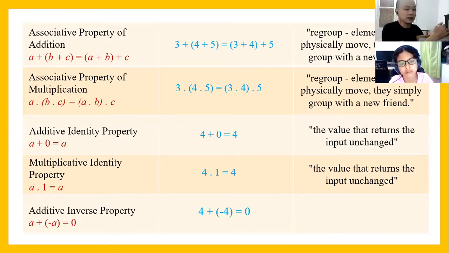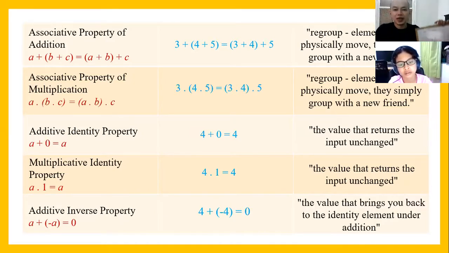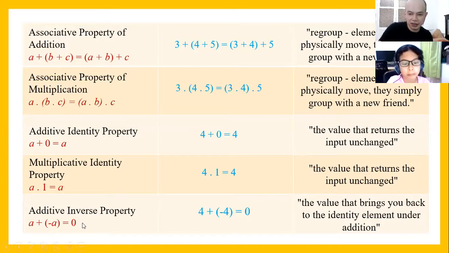Isn't it easy, Kristel? Additive inverse property. Now, the value that brings you back to the identity element under addition. That's what the hint is trying to say, but it's not clear though. But it's very easy. Just the opposite of any number added to it will be equal to 0. That's what it means. Okay, Kristel? Good. Are we good? Yes. All right. Let's go to the next property.